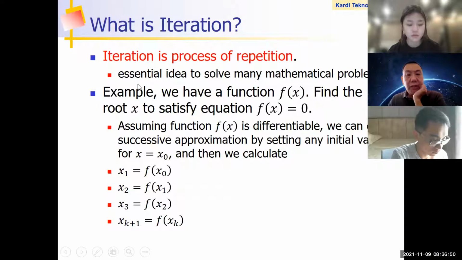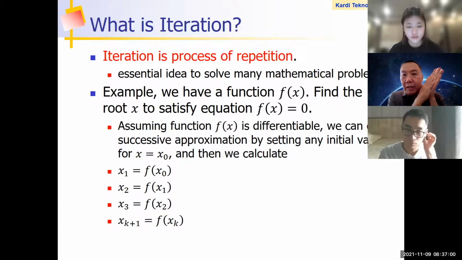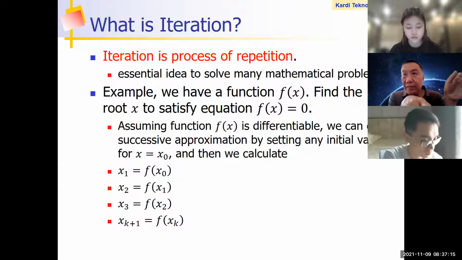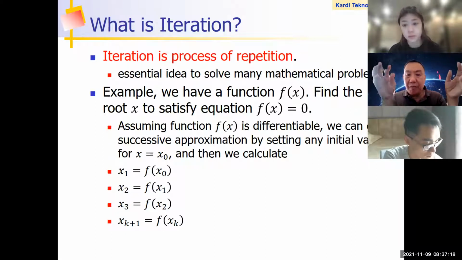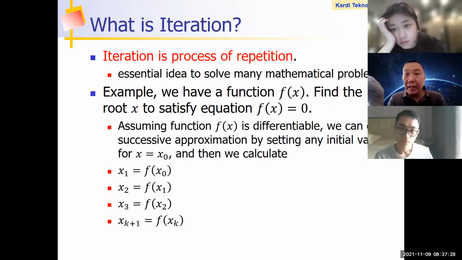Okay, so what is iteration? Basically, iteration means repetition, right? This idea to solve many mathematical problems is usually called numerical analysis. For example, you have a function f, and you want to find the root x so that the function f is equal to 0. If you have a function with an input x and you equate it to 0, you want to find what x makes f(x) equal 0. That is called the root.